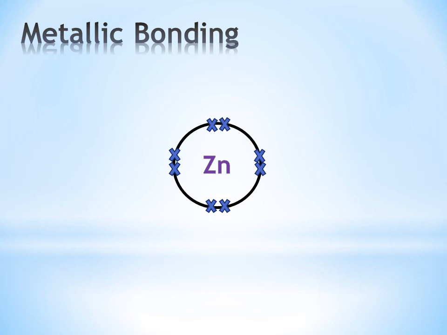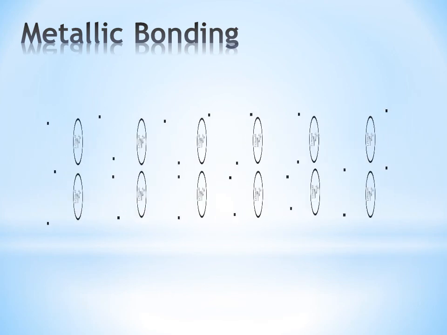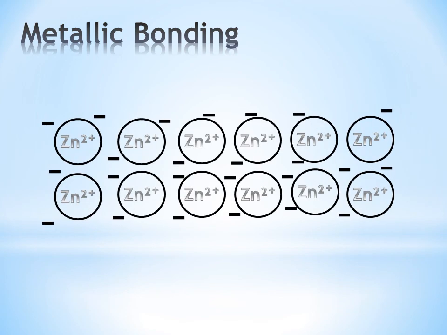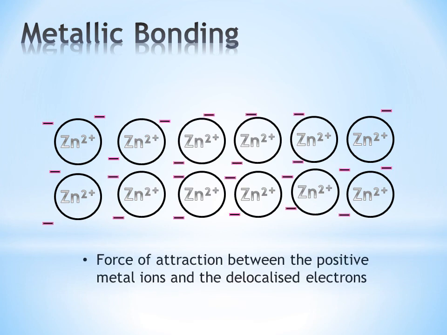However, if there is no chlorine present, the zinc can still lose 2 electrons that then surround it to form a sea of electrons delocalised around the positive zinc 2+ ions. So therefore we can see that metallic bonding is the force of attraction between the positive zinc 2+ ions and the delocalised electrons around them. The delocalised electrons mean that they are free to move around through the structure.